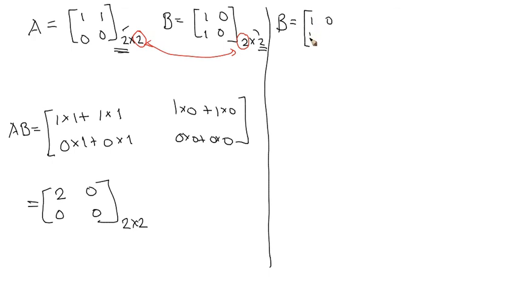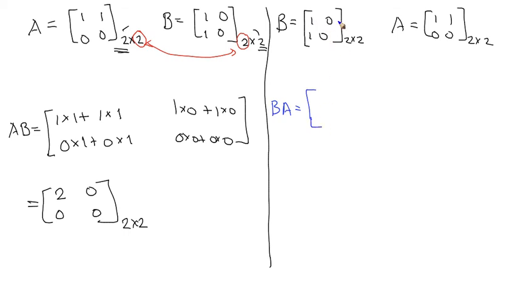So 1 0 1 0 is a 2 cross 2 matrix, and A is 1 1 0 0. So this is also a 2 cross 2 matrix. Now we have written B first, and now we determine the product BA. So what is BA? So rows of B. Again you observe these two are square matrices, so anyway they are equal. So the resultant matrix will be another 2 cross 2 matrix. So the order will be same. BA is also going to be a 2 cross 2 matrix.